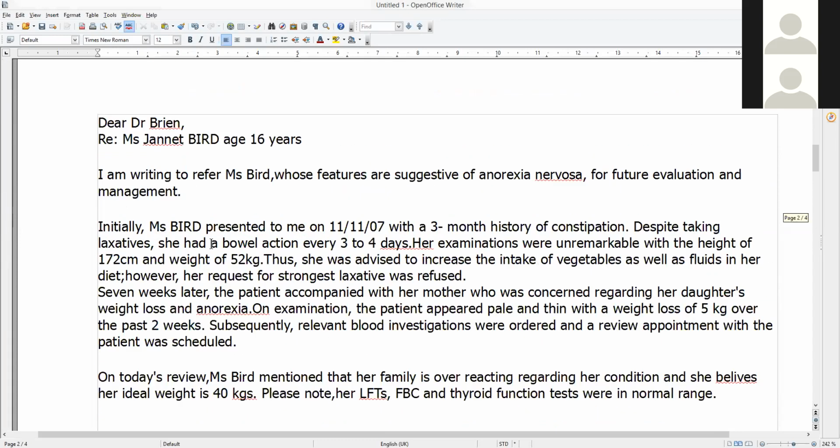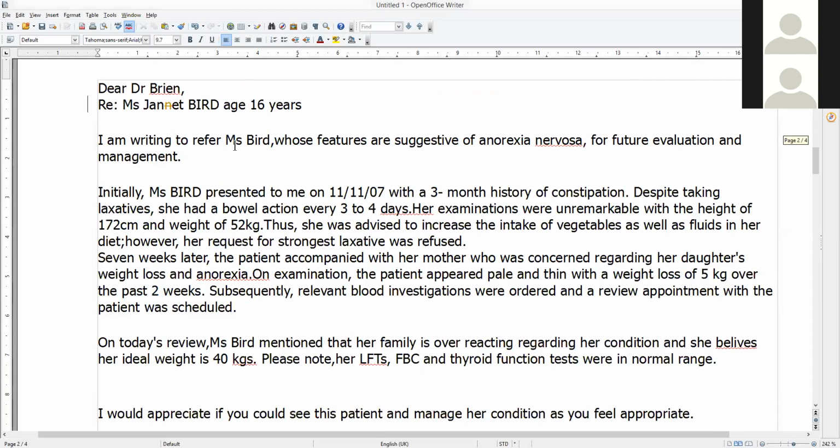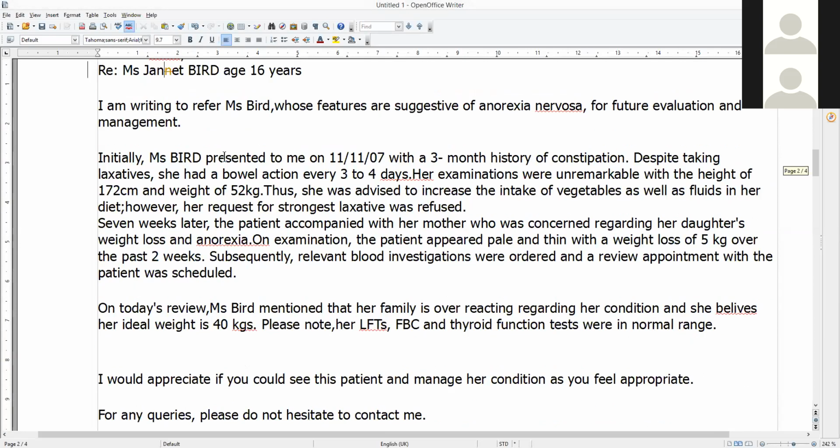Miss Janet Bird, well, that's spelled wrong. I don't know why that's in capitals, but age 16 years or 16 years old. Writing to refer Miss Bird for future evaluation and management. That's good, yeah. Very good. We've got a non-defining relative clause. Good.